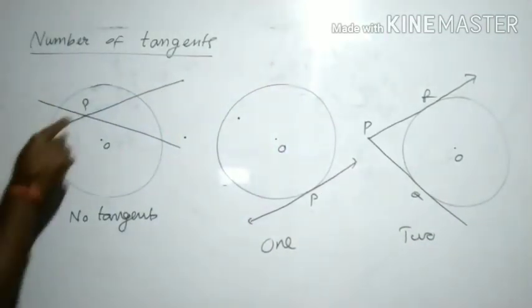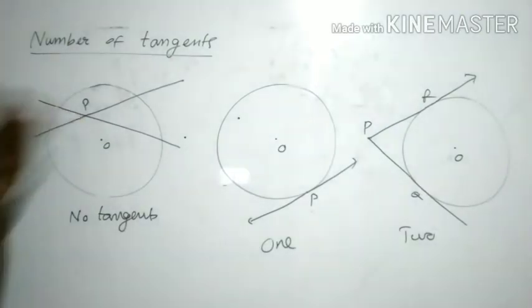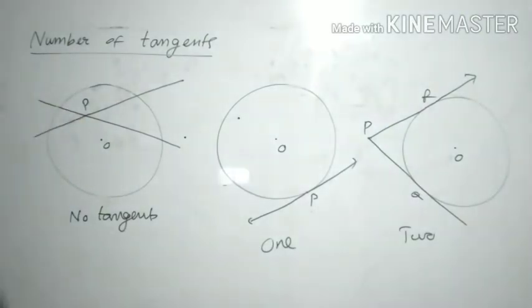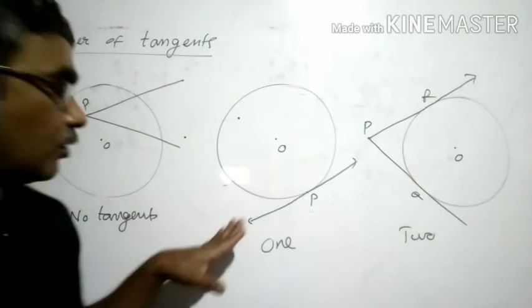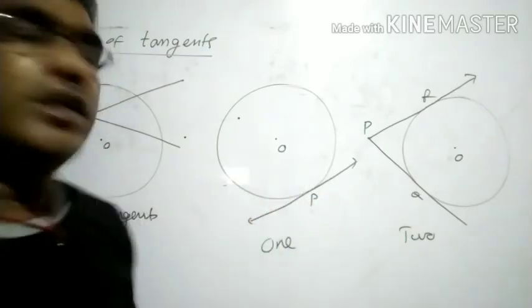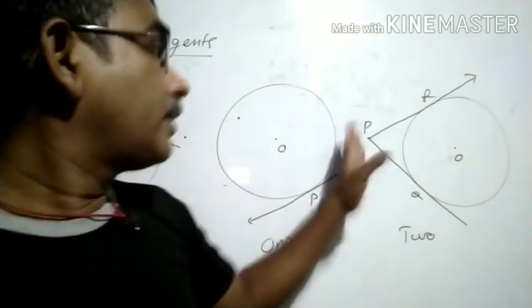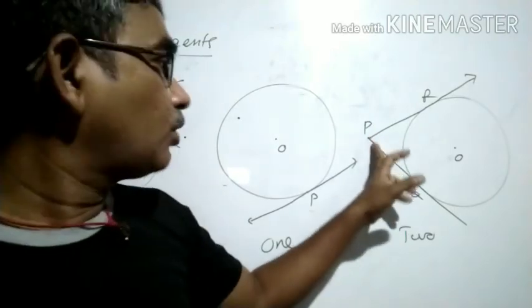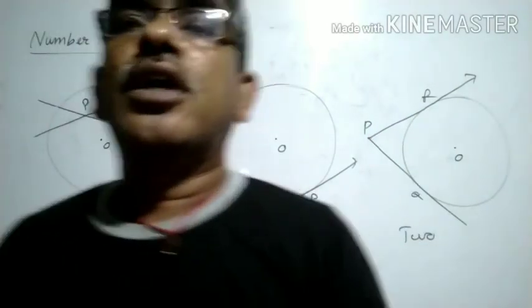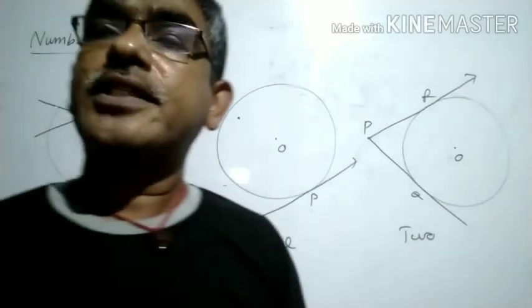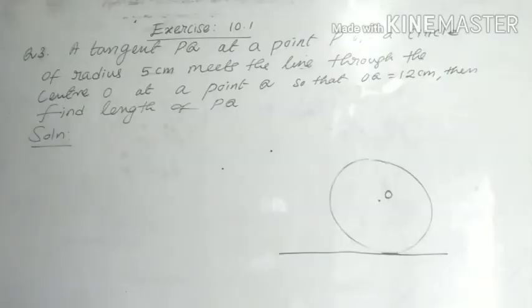So, if a point is inside the circle, through this point we cannot draw any tangents. If a point P is on the circle, through the point P we can draw only one tangent. If a point P is outside the circle, through the point P we can draw two tangents. I hope you understand. Come to exercise 10.1 and question number 3.